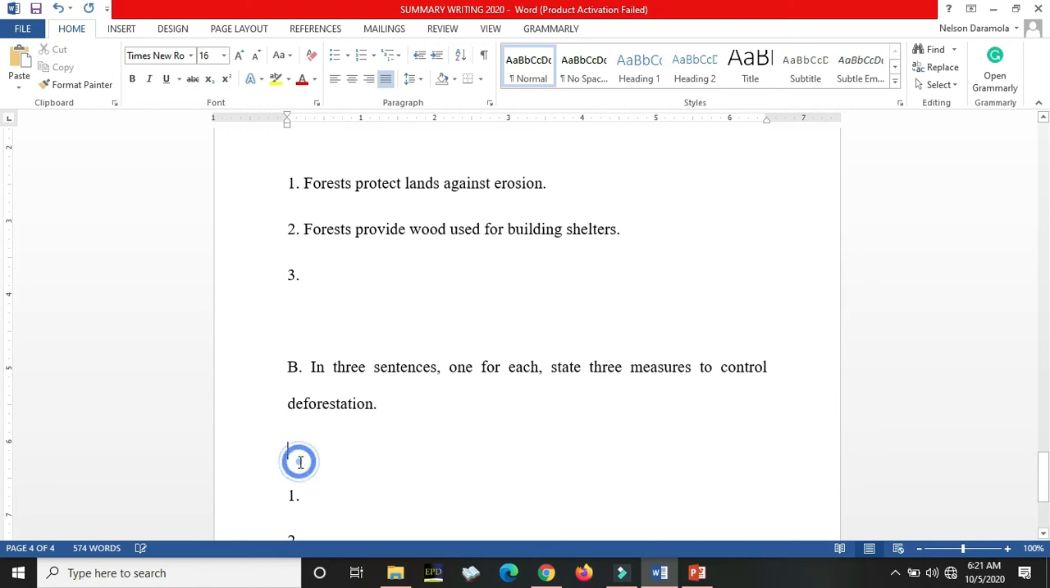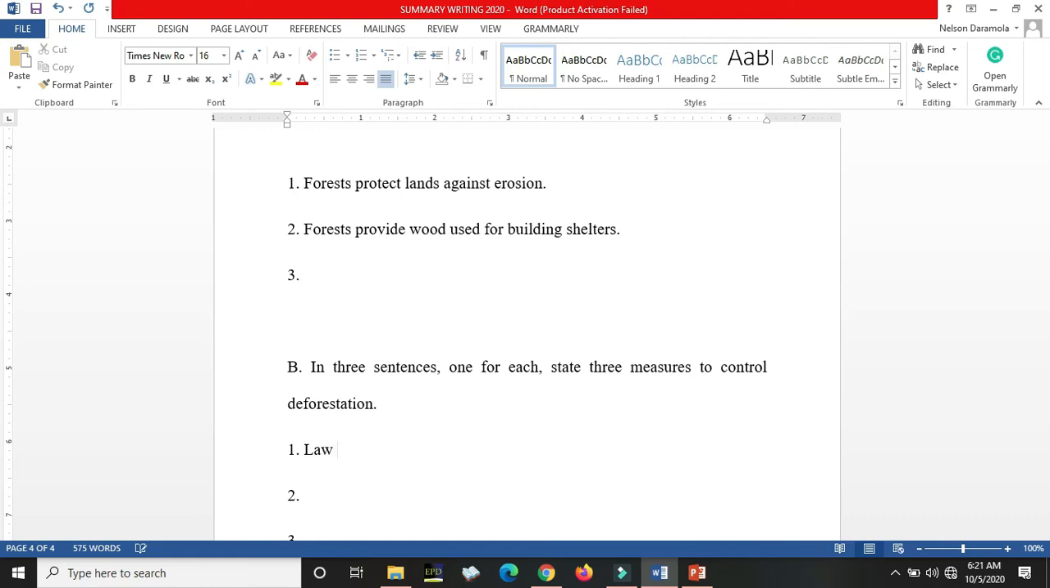All right. So the question says, now following that, you have seen to enact and to enforce. So you must provide your answers just like that. Okay. Now state 3 measures to control deforestation.